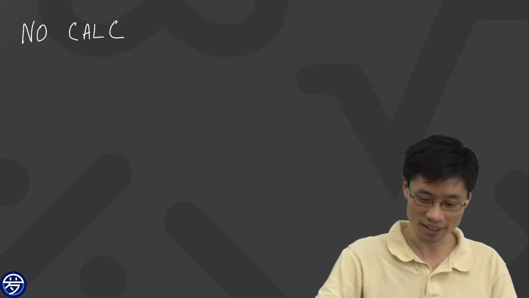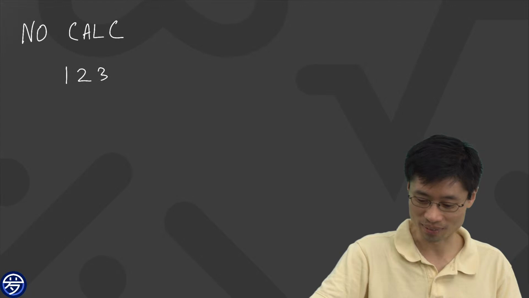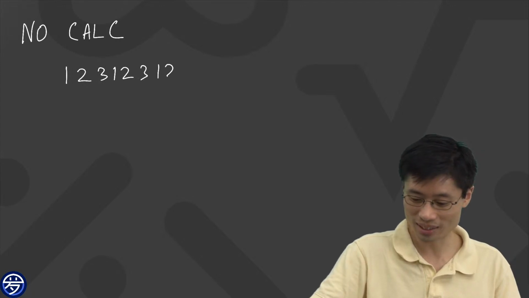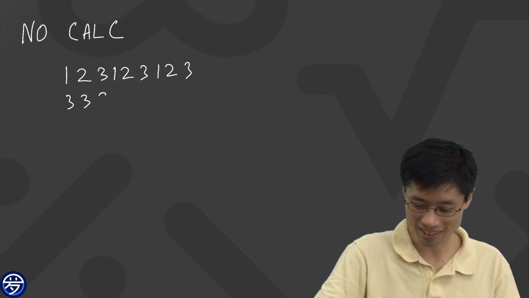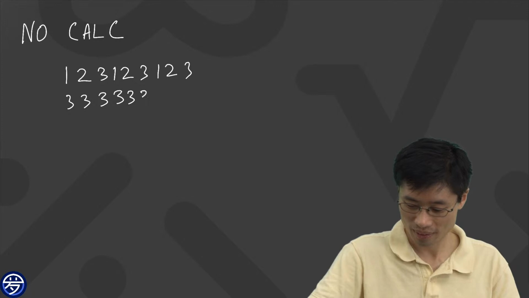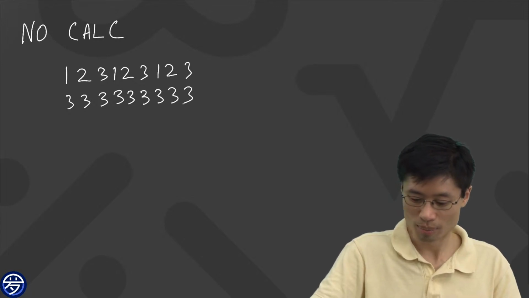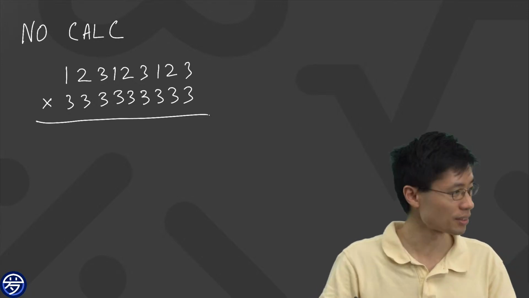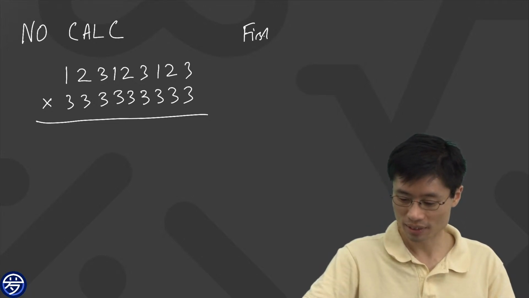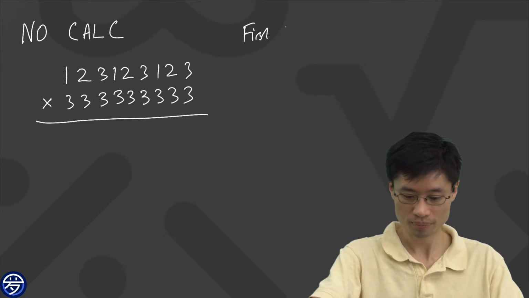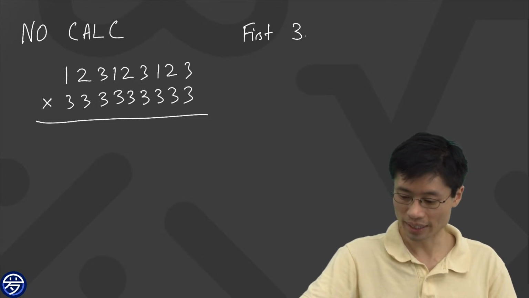We're supposed to figure out 1, 2, 3, 1, 2, 3, 1, 2, 3 times lots of 3's. But the question is not to work this whole thing out. The question is, what are the first 3 digits?